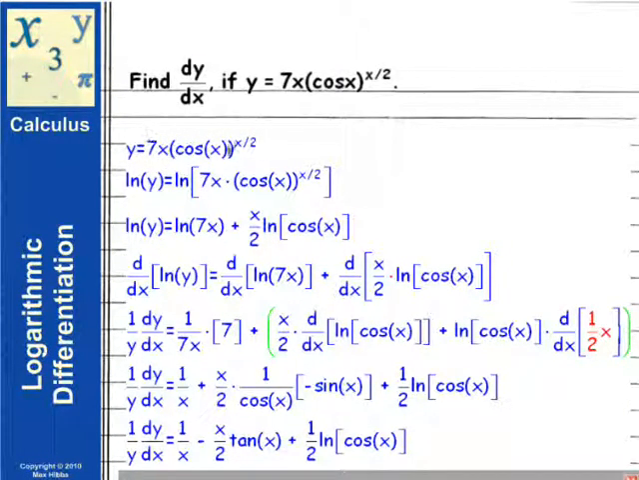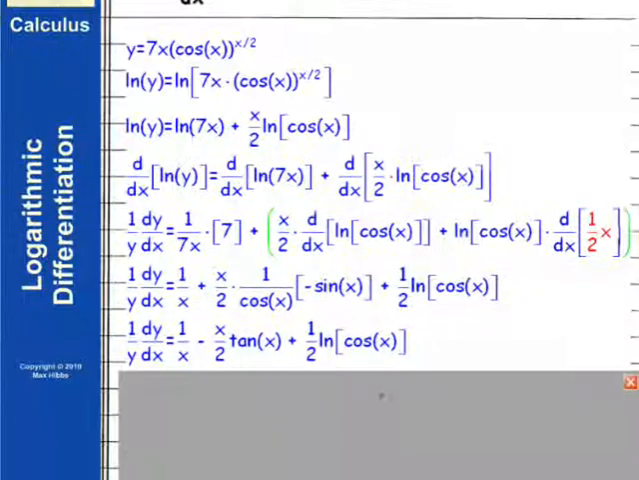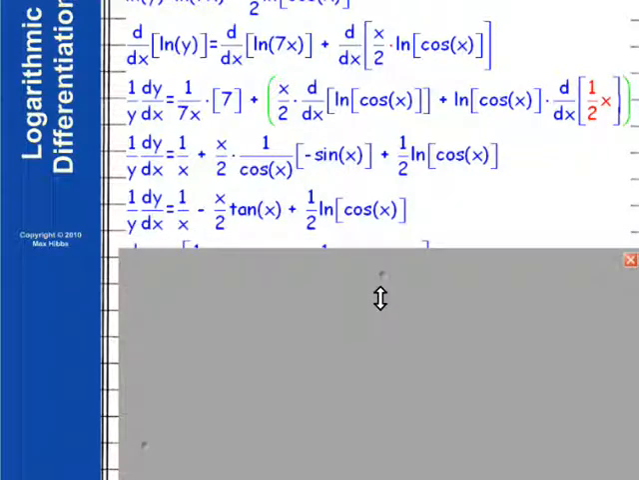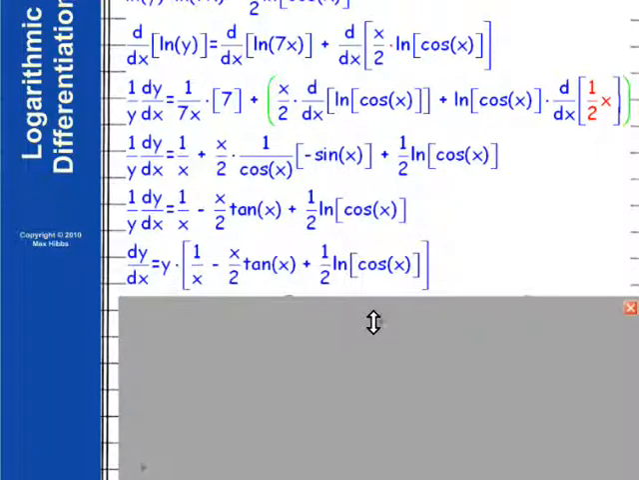Remember, this is our original function. We'll need to know what y is in a few moments, won't we? Because we're going to multiply both sides by y. Okay, in fact, that's what we do next. We're trying to solve for dy dx. Don't ever lose track of that. We're asked to find dy dx, and there it is.